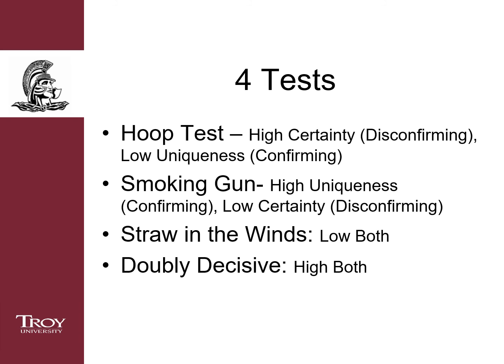So, okay, what are these other 2? Well, you notice hoop test, high certainty, smoking gun, high uniqueness. Guess what? The other 2 are just, straw in the wind is just low both, right? Low certainty, low uniqueness. And so it doesn't really do that much for you. And Van Evera likes to say, yeah, and this is pretty much a political science, what we deal with most of the time. Doubly decisive, on the other hand, is high in both uniqueness and certainty.